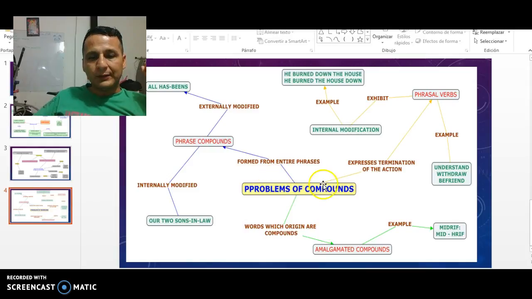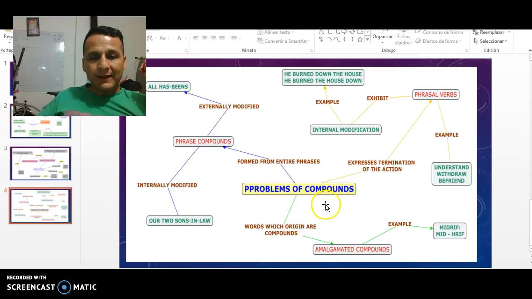Well, another problem is the phrasal verbs. For example, understand, withdraw, befriend, and the phrasal verbs exhibit internal modification. For example, he burned down the house is different from saying he burned the house down.